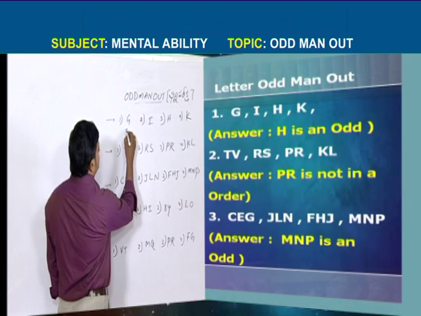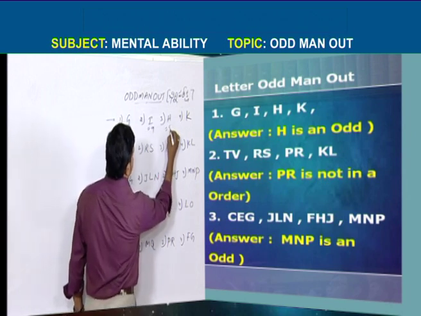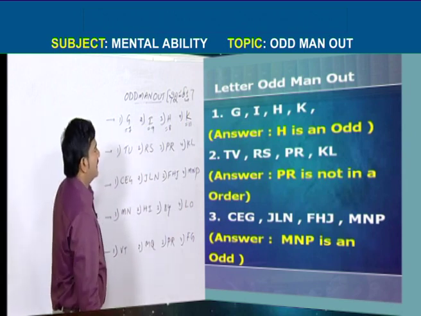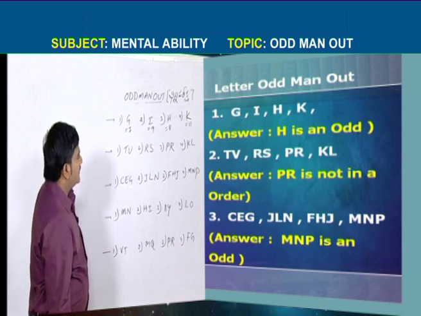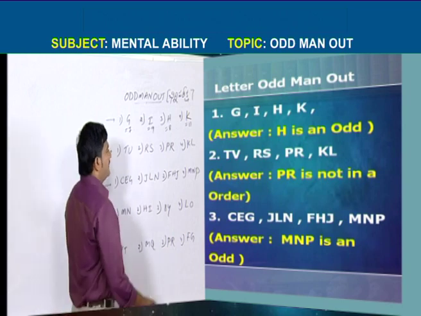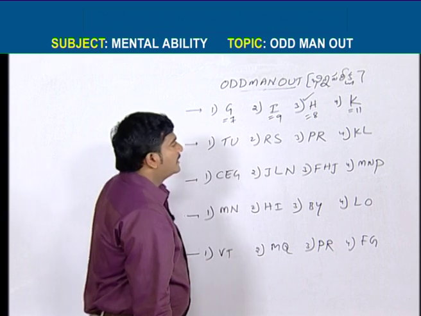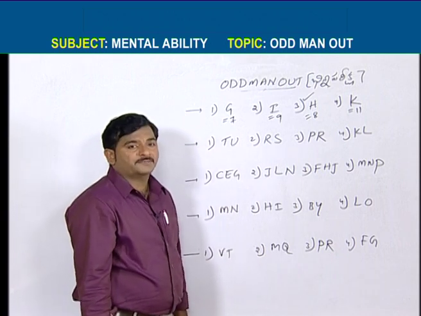Here G means how much? 7. I means how much? 9. H means how much? 8. K means how much here? 11. Okay, 7, 9, 8, 11. So here the answer is the third option. Why the third option? The remaining three are odd numbers, whereas the third option is an even number.